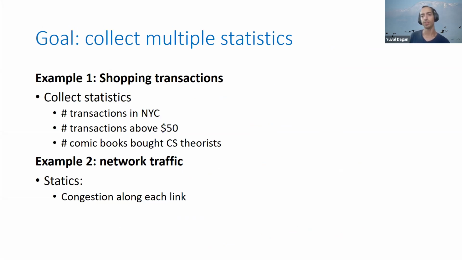Now, once we've defined the sampling model, let's see what our goal from sampling is. In this talk, we will be interested in collecting multiple statistics on the stream. For example, for shopping transactions, you might want to know how many transactions are performed in New York City, or how many comic books are bought by CS theorists, and so on and so forth. And for network traffic, you might want to know how congested each link is. So these are examples of statistics that you might want to collect.